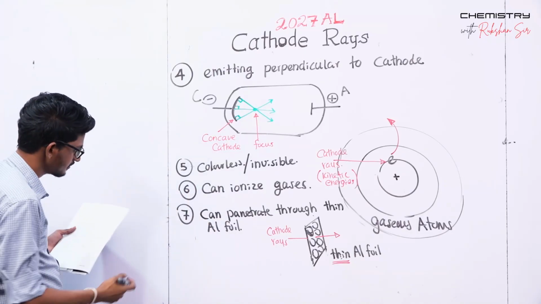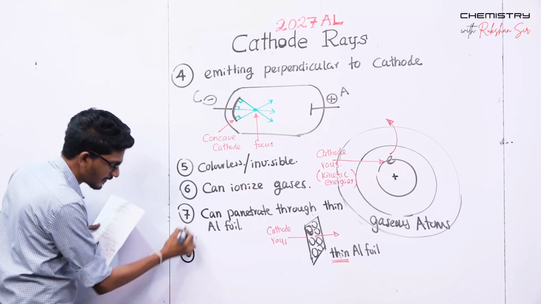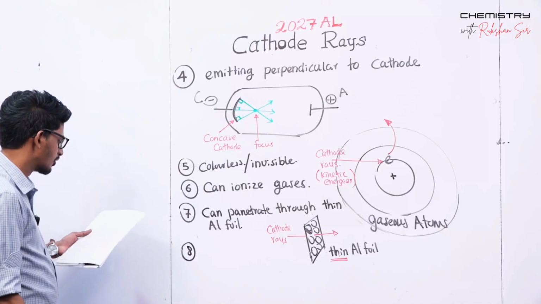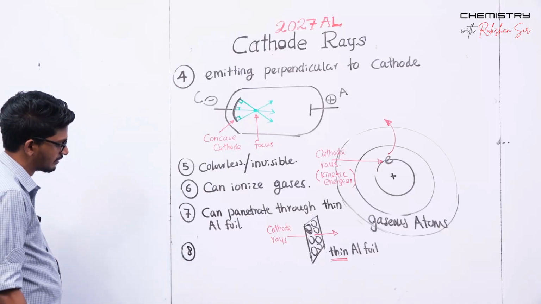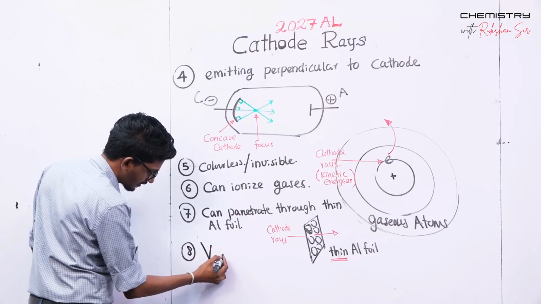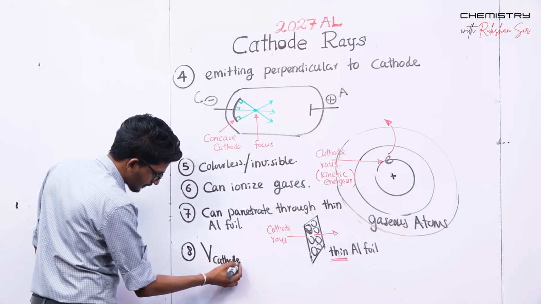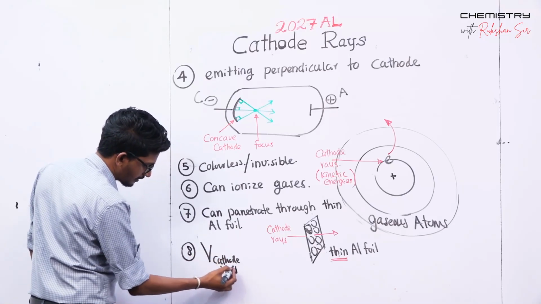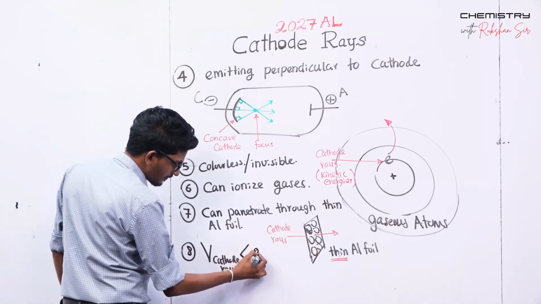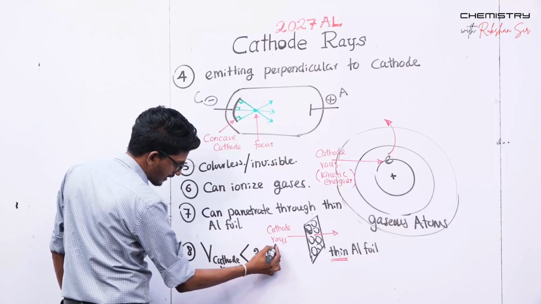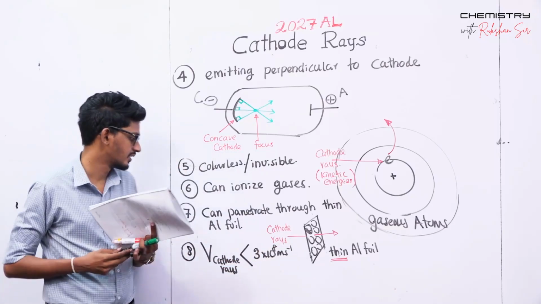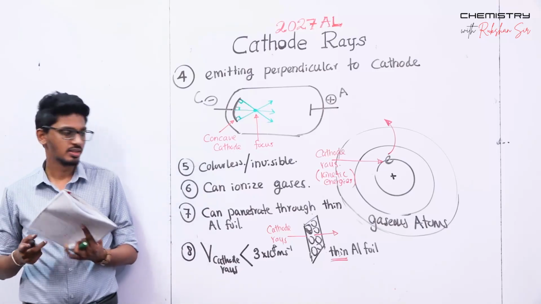Number 8, about cathode rays: the velocity of cathode rays is less than that of light. The speed of light is actually 3 into 10 to the power 8 m s minus 1. The velocity of cathode rays is less than the speed of light.